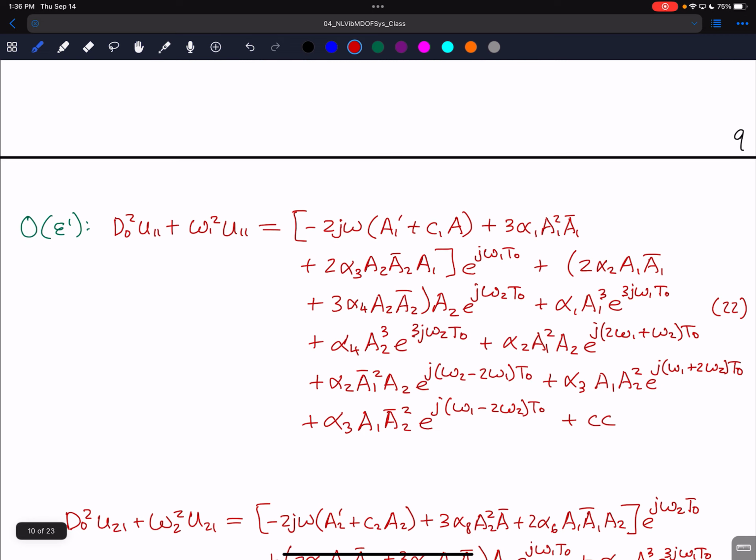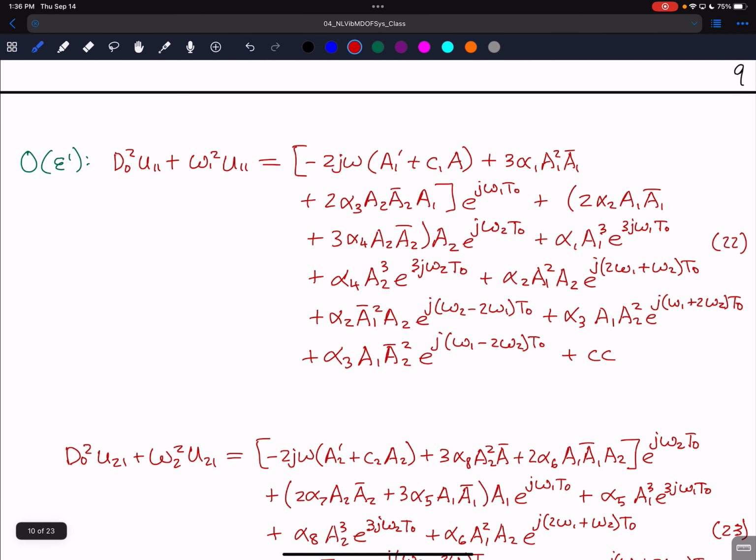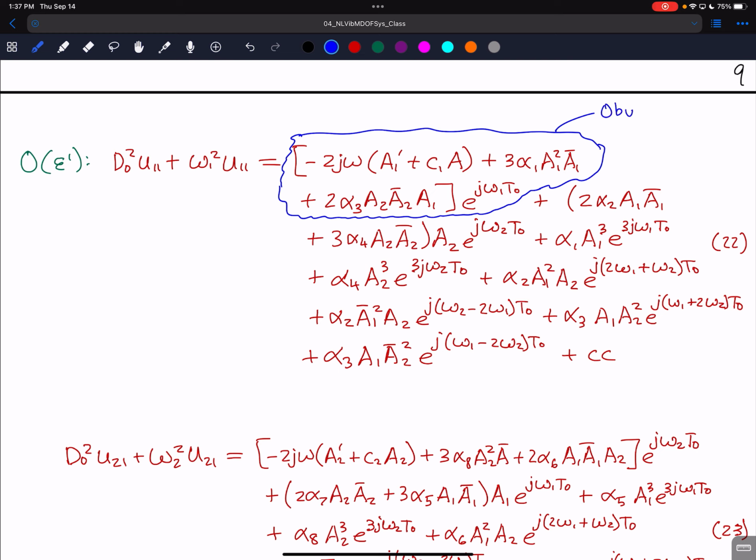Okay, so when we substitute in order 1, you get a lot of terms shown here. I'm going to go ahead and circle certain terms. So first off, this term that I'm circling in blue is our obvious secular term. Meaning if there's no resonance or internal resonance or anything interesting going on, or subharmonics or primary or anything like that, then this is the only one we care about.